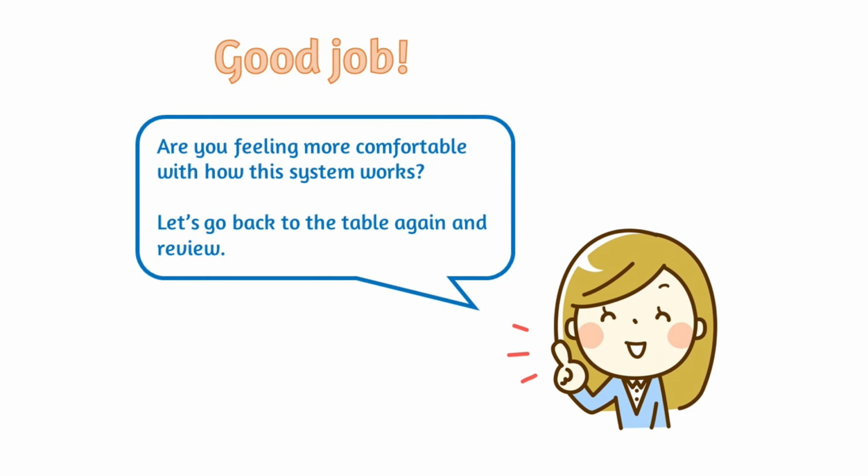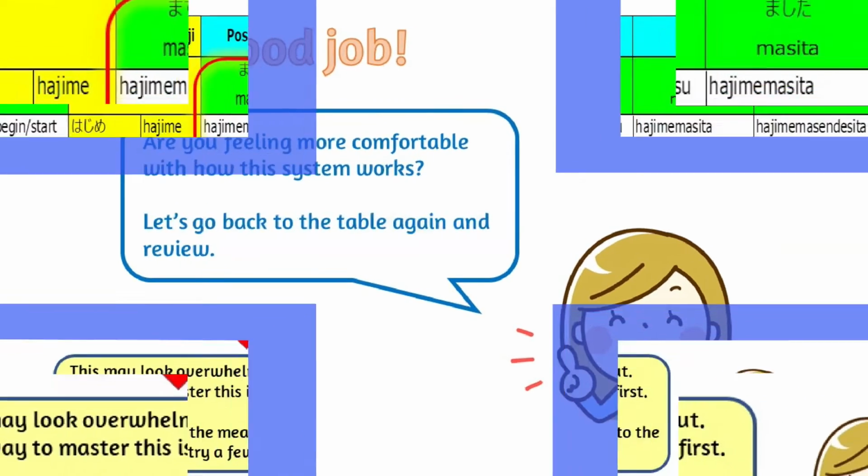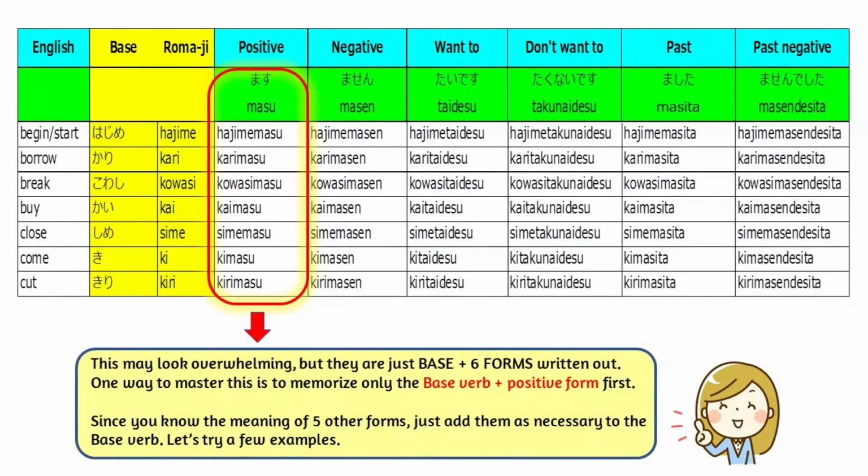Good job. Are you feeling more comfortable with how this system works? Let's go back to the table again and review. This may look overwhelming, but they are just base verb plus 6 forms written out. Here is a tip for mastering this table.